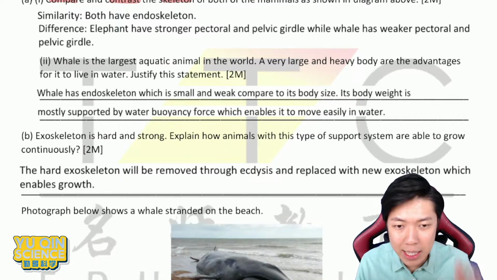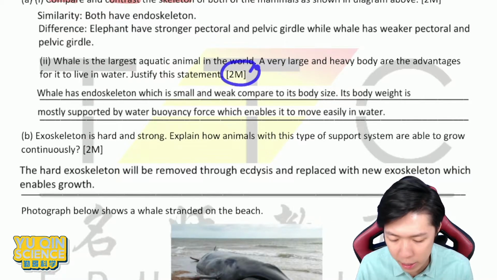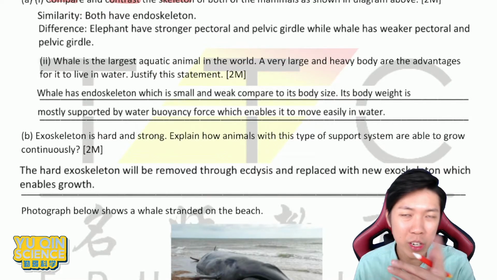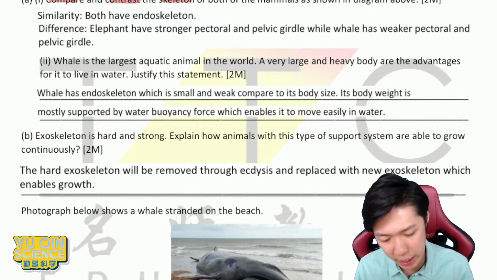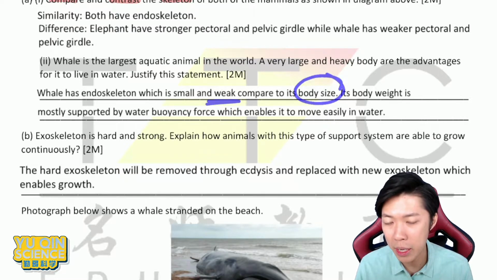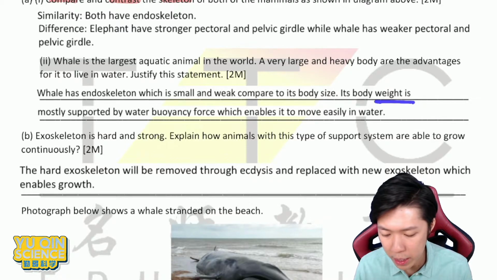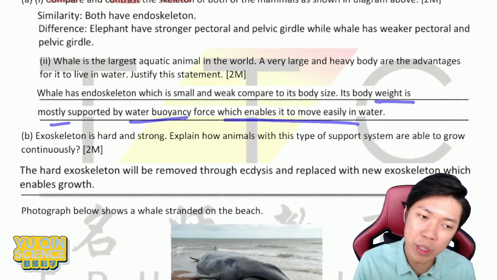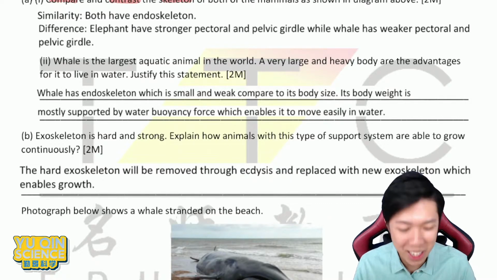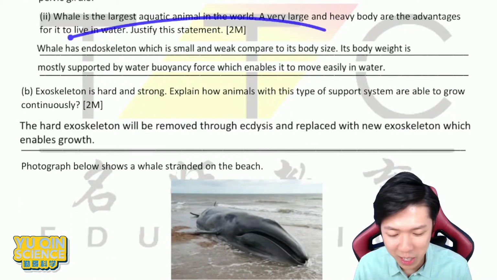Okay, so the answer that you want to mention here for 2 marks, first thing first, talk about the problem. You cannot stay on land, because you're weak compared to the body size. Body weight is supported by water buoyancy if you stay in water, so that's good for you. You get the idea, right? So there you go.